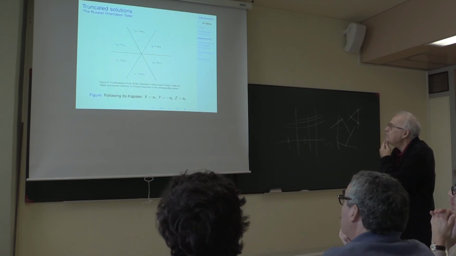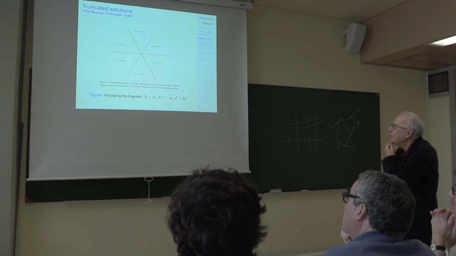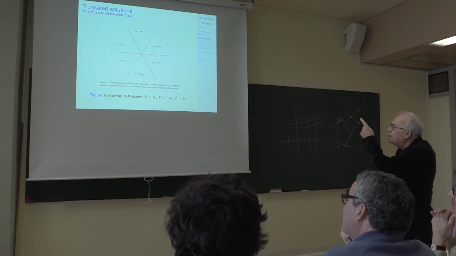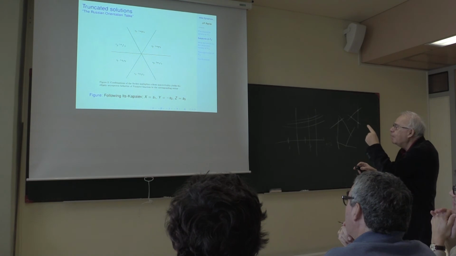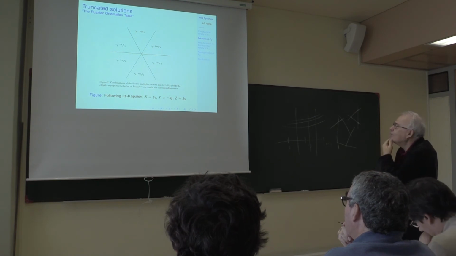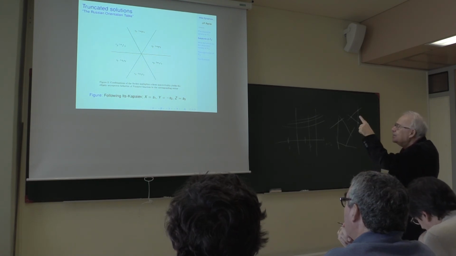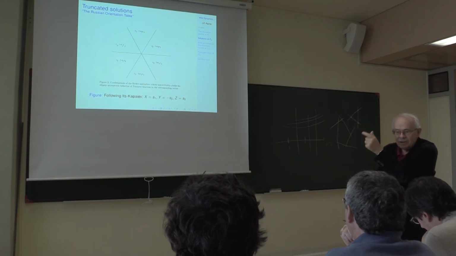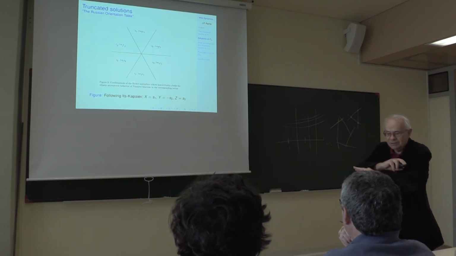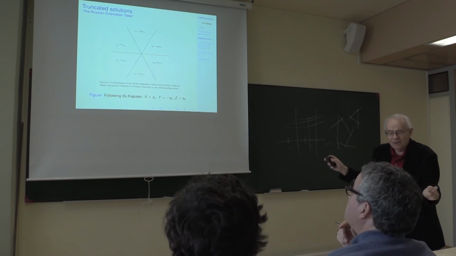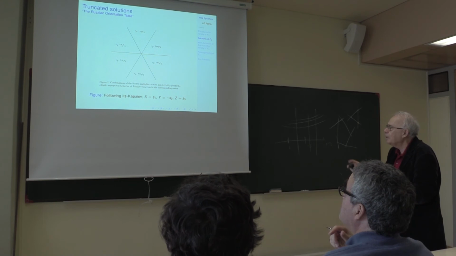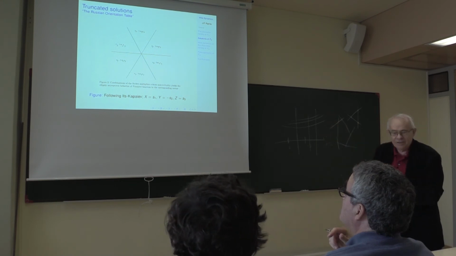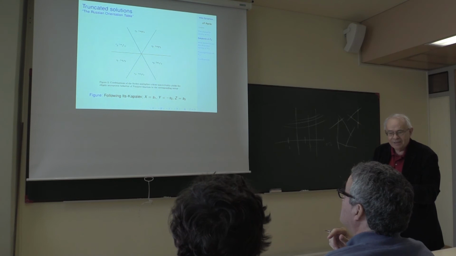Okay, this is the Russian orientation table. If all these parameters, that is the Stokes multipliers, in each sector the two are non-zero, then you have no ordinary asymptotics. So in order to get ordinary asymptotics, one of these parameters must be zero.